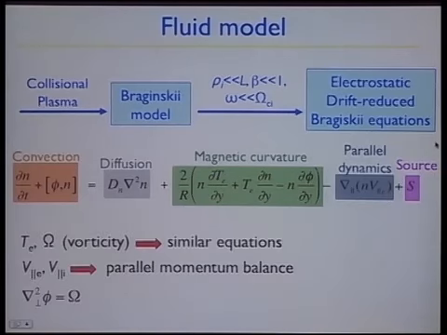And then we have a similar equation for temperature and for the vorticity, with similar ingredients. And we use a parallel momentum balance to get the electron and ion parallel velocity, and then the vorticity and the electrostatic potential are coupled with a sort of Poisson equation.